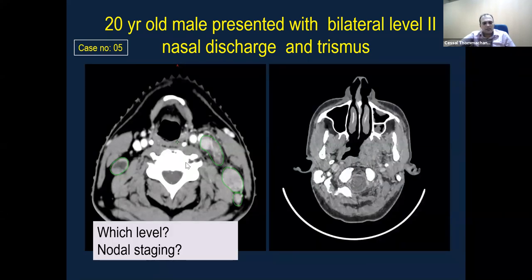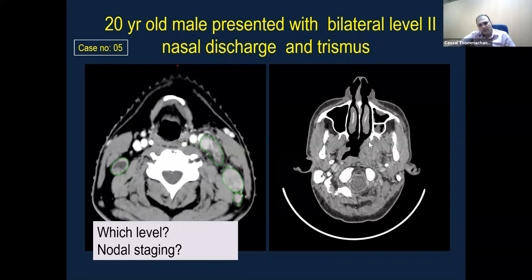This is another clinical situation. So this is the caudal edge of the hyoid bone, the lower limit of the hyoid bone. So this is at the level of the caudal limit of level 2 or the cranial limit of level 3. You have multiple nodes here and you have a lesion. Can you make out a lesion there? So this is a lesion in the nasopharyngeal region on the left side.